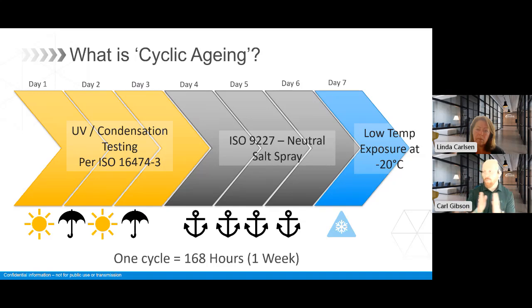What you're seeing on the screen now is one cycle, which is 168 hours. This is repeated for CX, for example. It's repeated 25 times, which is 4,200 hours. Is that right? Yeah, 4,200 hours.